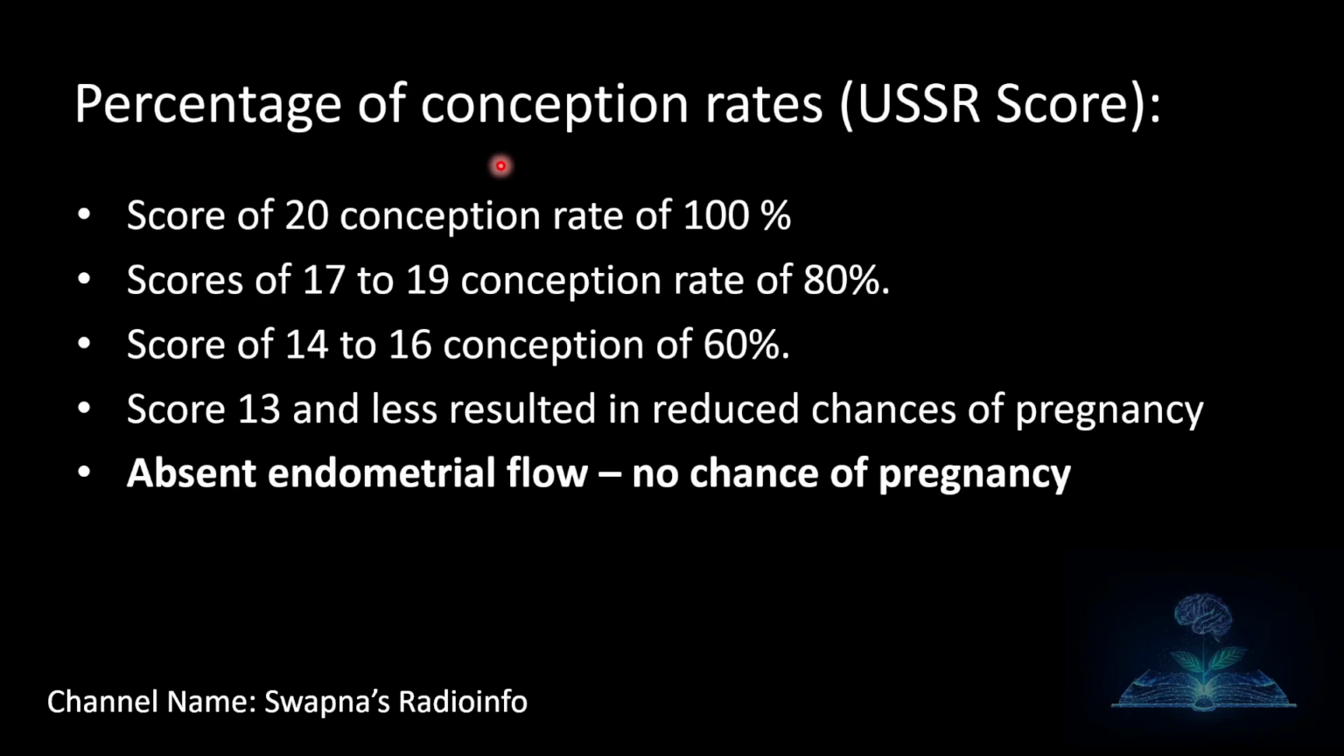Coming to the percentage of conception rates by USSR score, with a score of 20 and above, the conception rate is highest, 100%. With scores of 17 to 19, the conception rate falls to 80%. With scores of 14 to 16, it falls to 60%. If the score is 13 or less, the chance of pregnancy is highly reduced. If endometrial blood flow is absent, there is no chance of pregnancy.